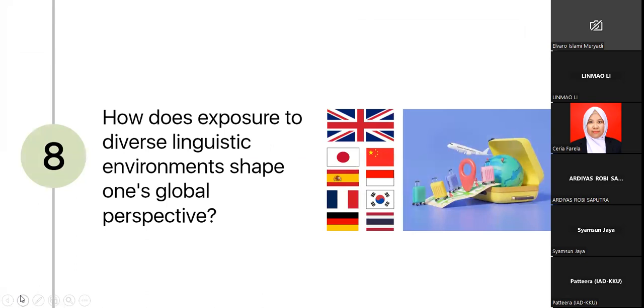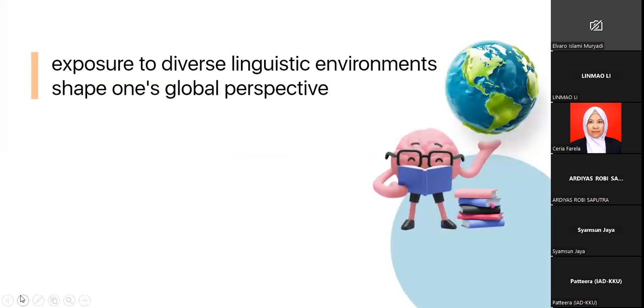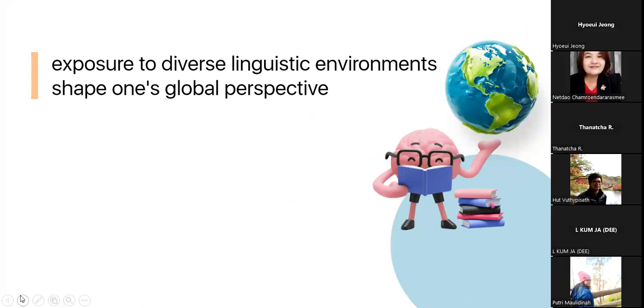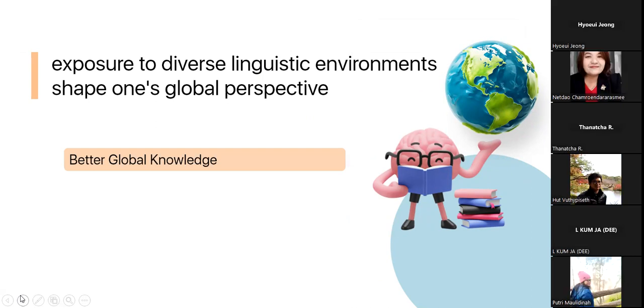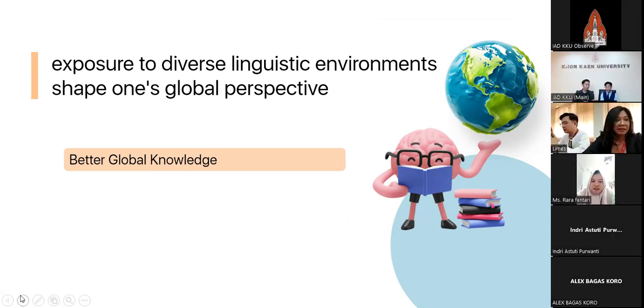And now let's get to the next one: does exposure to diverse linguistic environments shape one's global perspective? Basically, exposure to diverse linguistic environments shapes one's global perspective because we can get better global knowledge. Yeah, that's true, I do agree. For example, when I learn German, I will know this is different. I will know the difference, like the gender and the way we use it.